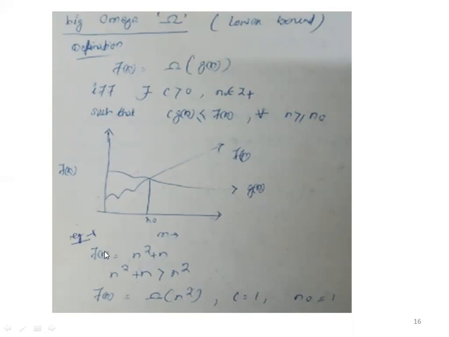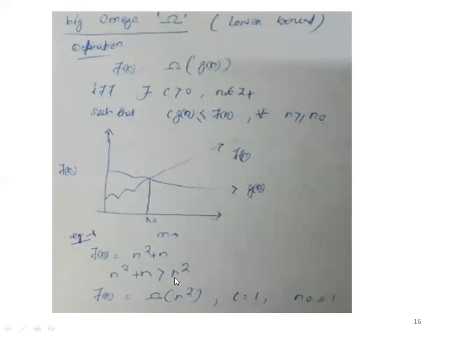An example: suppose f(n) equals n square plus n, and if we write n square plus n greater than n square, and if we put the value of n as 1, then this is satisfied. If we put the value of 2 also, this is satisfied. And if you put the value of n as 3, 4, whatever you put, this equation is satisfied. So we can write here that f(n) equals big omega of n square, and here n square is the g(n) function, and this is the lower bound for this function n square plus n.